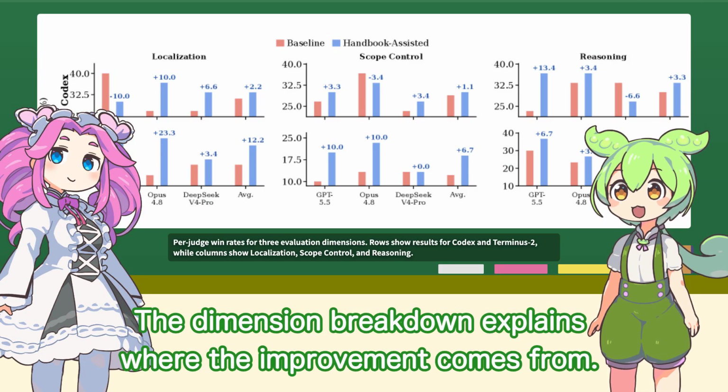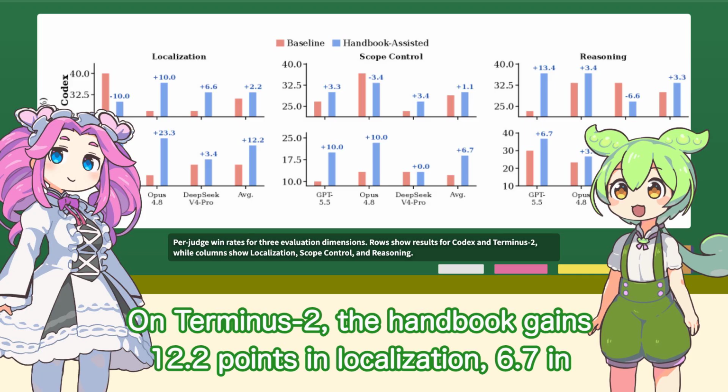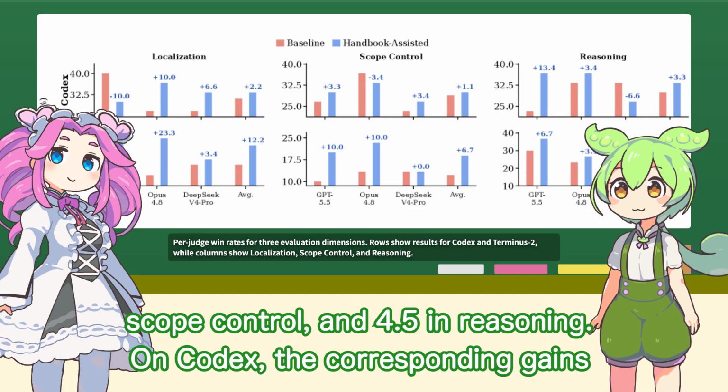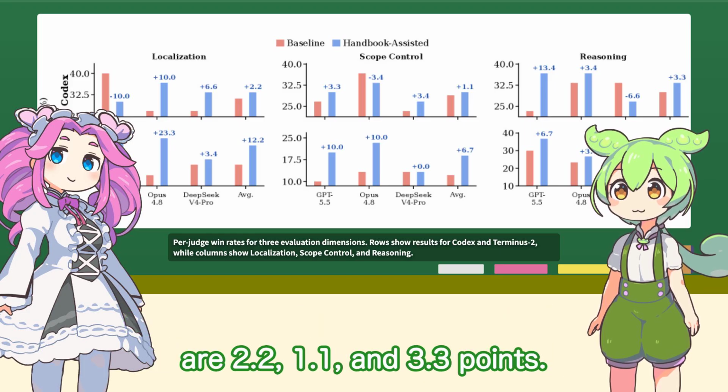The dimension breakdown explains where the improvement comes from. On Terminus 2, the handbook gains 12.2 points in localization, 6.7 in scope control, and 4.5 in reasoning. On Codex, the corresponding gains are 2.2, 1.1, and 3.3 points.